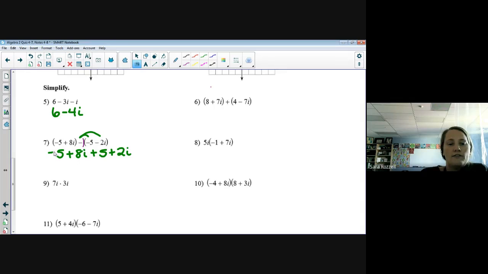So negative 5 and positive 5, what does that make when you add them together? 0. So I don't have any real parts left. What is 8 and 2? 10. Good. So our answer would be 10i. And remember, you can work these out yourself and then double check them in the calculator, or just do them in the calculator first initially. I don't care.